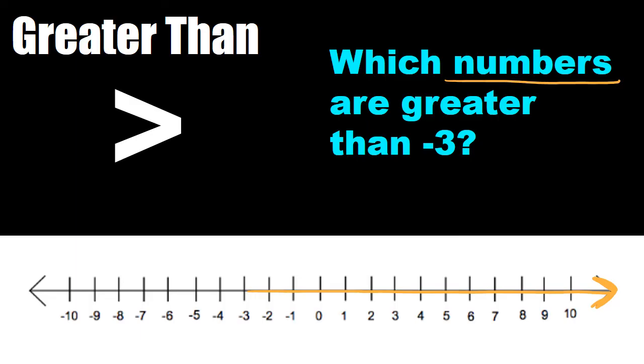But we're saying that all of these numbers here, as far as I can draw this line, are going to be greater than -3, because I can say that 0 is bigger than -3. I can say that -2 is bigger than -3. Let's say that 10 is bigger than -3, or greater than -3. But it does not include -3, because I can't say that -3 is bigger than -3 because they're exactly the same.